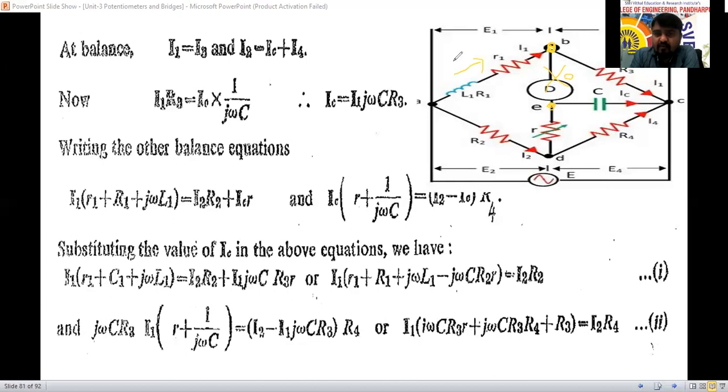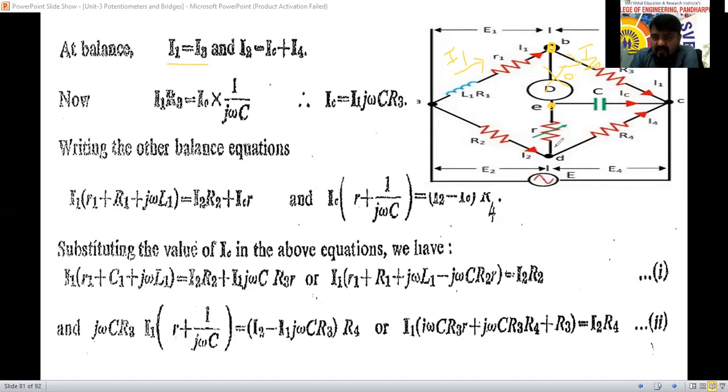I will consider this one as I1 here now. I1. And it will come to this point. If the bridge is balanced, then the same current will flow here. If this is balanced, so I1 equal to I3 we can write here. Current flowing through the resistance R3, that is I3, I will consider. So I1 equal to I3. Can I write like this? Yes, sir. So I have written here I1 equal to I3.